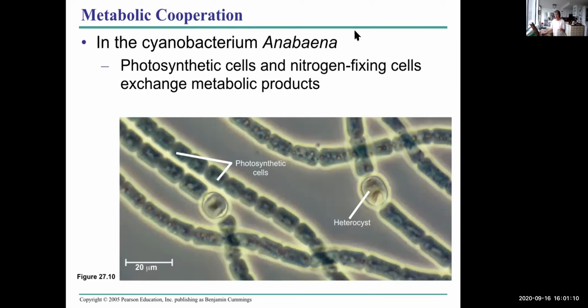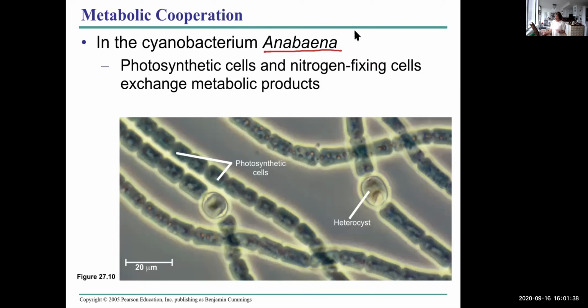The advent of single cells was followed by an interesting phenomenon of forming colonies. So there are colonies of bacteria, and one colony is the Anabaena, the cyanobacterium called Anabaena. It has photosynthetic cells and nitrogen fixing cells.